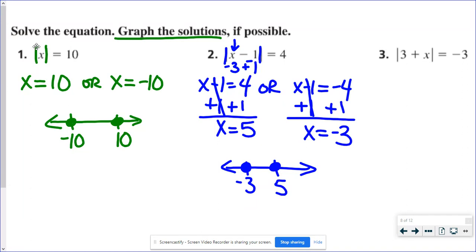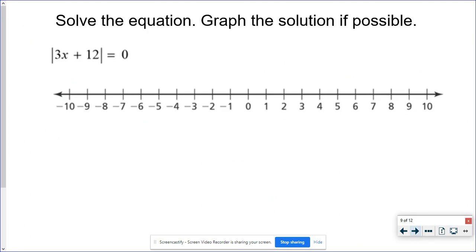And they're trying to trick you on number 3. The absolute value equals negative. Nope, can't do it. No solution. Now, you can only do that no solution automatically if the absolute value is by itself. We're going to have harder problems where you have to get the absolute value by itself first, but not today. So if you see any problems that are equal to a negative number today, they are just a no solution.